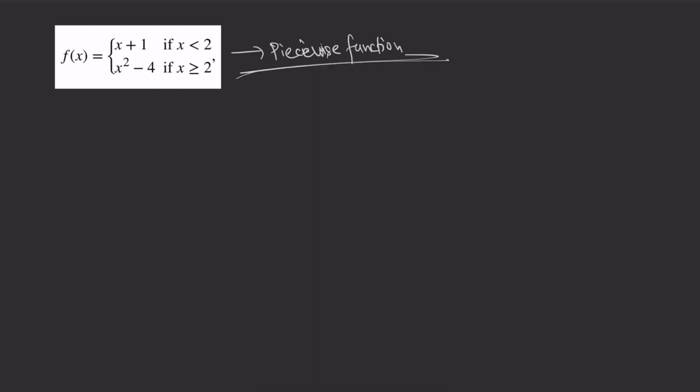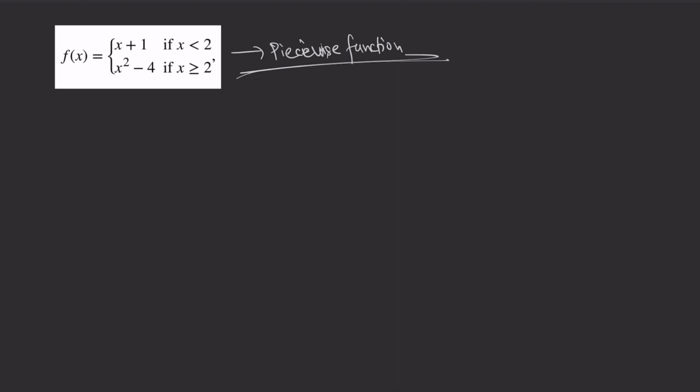Okay, what these functions do is change their definition at a certain point. The definition when x is less than 2 is x plus 1, and for x greater than or equal to 2 it is x square minus 4. So it is changing its definition at a certain point. These types of functions are called piecewise functions.